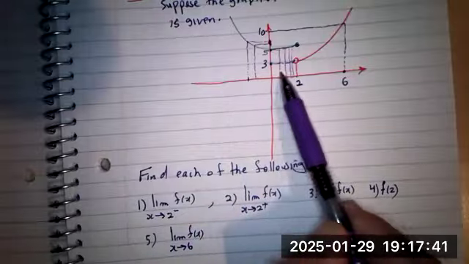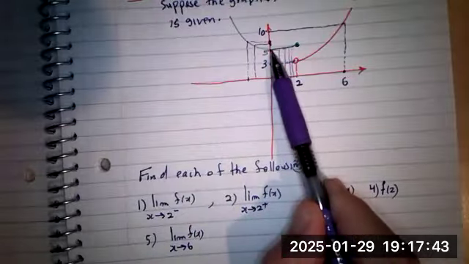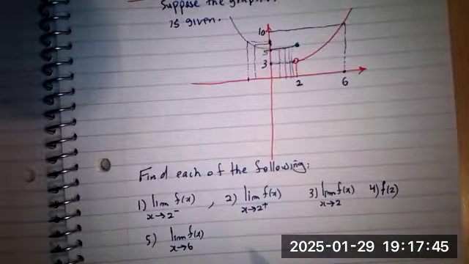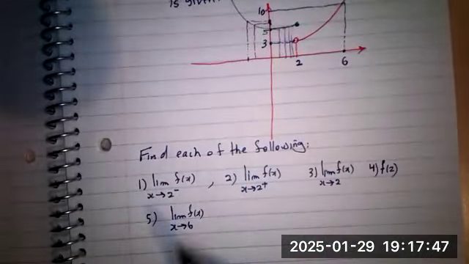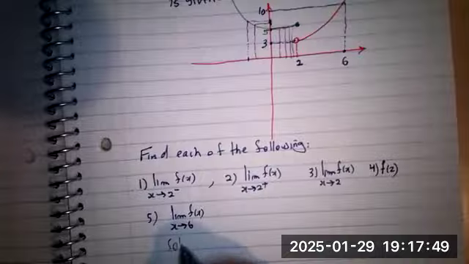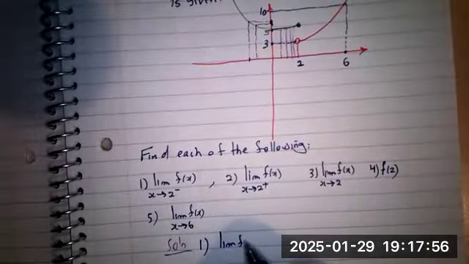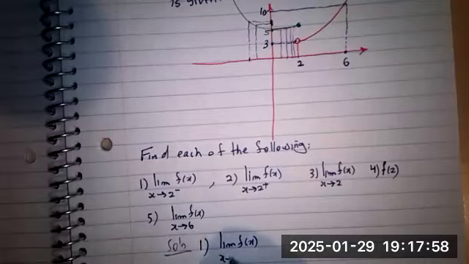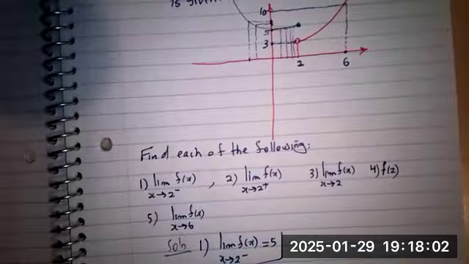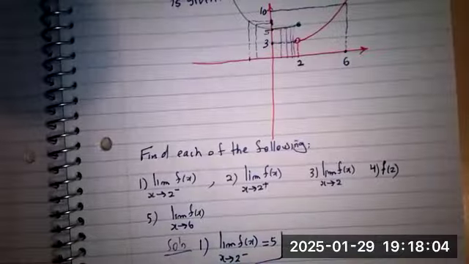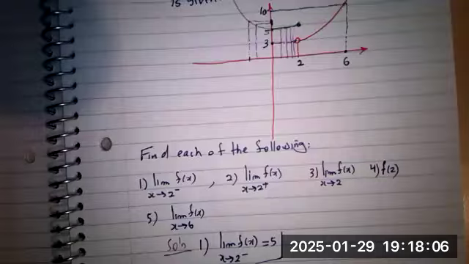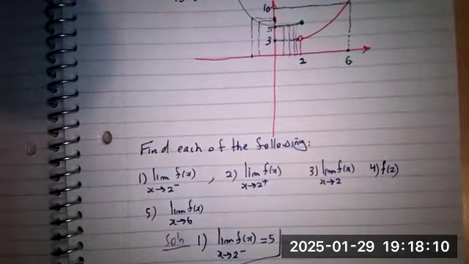Okay, so when you get closer to 2, the number is getting closer to 5. So in this case, this is it. So the solution for part 1: the limit of f of x when x goes to 2 negative is equal to 5. Any question? When the table was given, we use algebra if you like to find it, but now we use geometry.